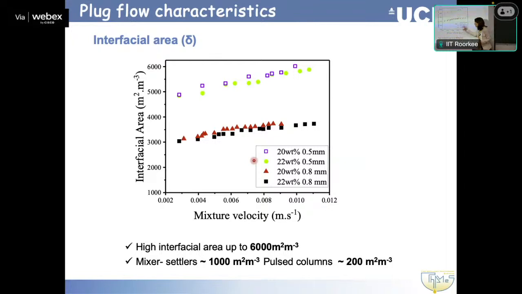This is a number we got for the system I showed you before, while in mixer settlers, these are the equivalent numbers. 1,000 compares to 6,000, and in pulse columns, I get only 200. So we intensify in this case. If we have any two-phase operation that depends on the interfacial area, such as interfacial mass transfer, then of course we gain by increasing the interfacial area.